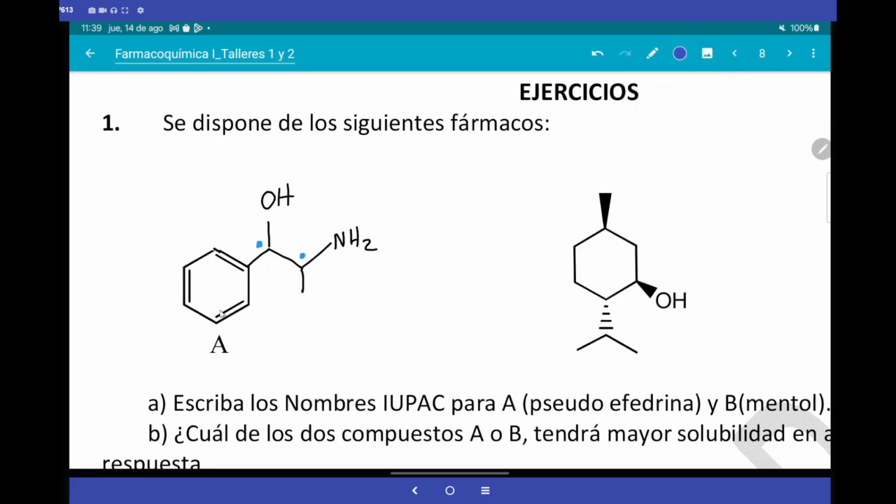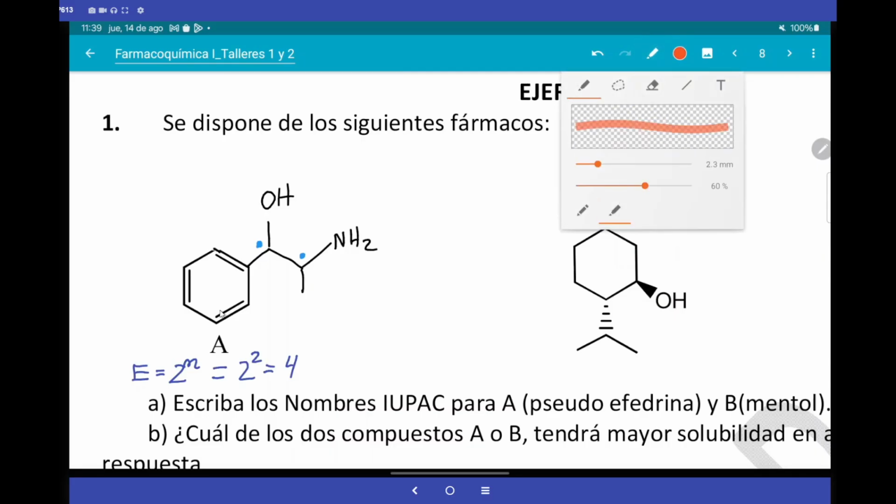Of course, the number of possible stereoisomers is 2 raised to n, where n is the number of chiral centers. Therefore, in this case, it would be 2 raised to 2. That is 4 possible stereoisomers with this type of structure.